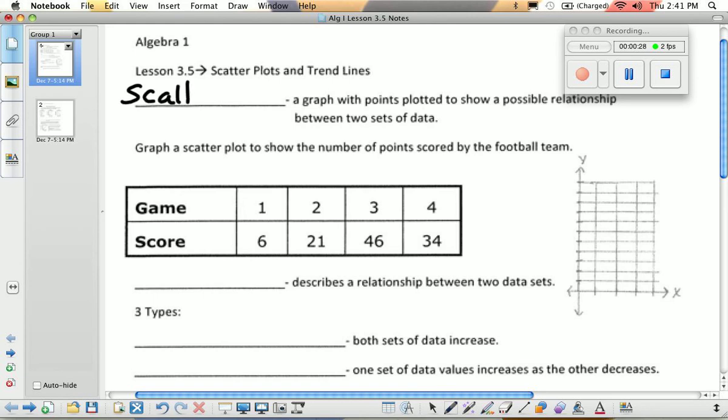When you want to show the relationship between two sets of data, you can assign one of them to be the independent variable, the other one to be the dependent variable, one of them on the horizontal axis, the other one on the vertical, set up some ordered pairs, and graph the points. Okay, now scatter plots are useful for some things, but not always.